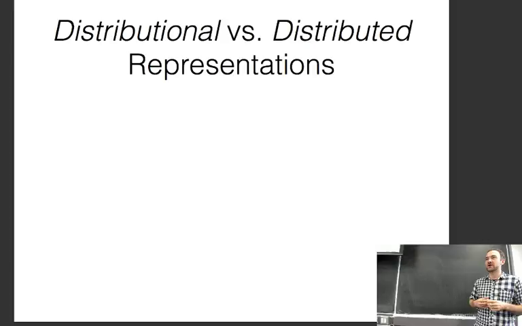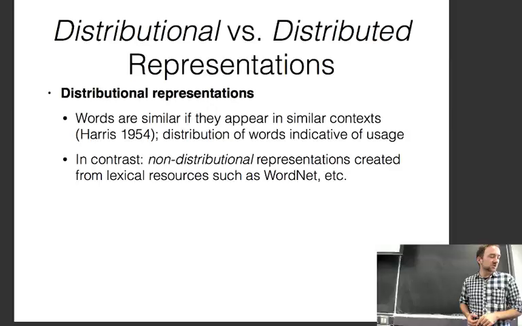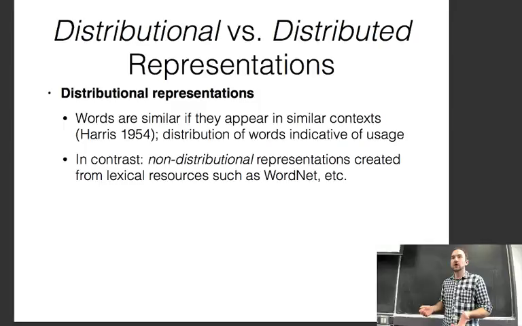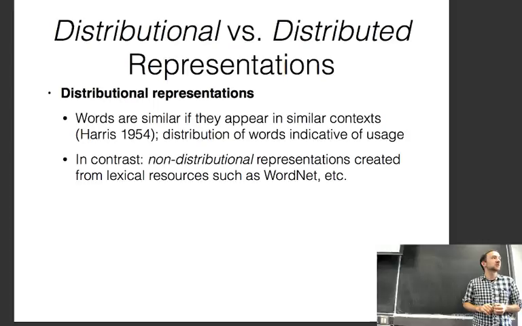So distributional and distributed are completely different things. Distributional representations are basically saying that words are similar if they appear in similar contexts. In contrast, you can think of non-distributional representations, and there's actually a paper by Manaal Faruqui, who's here, called Non-Distributional Word Representations. Basically, this is something where you're not looking at the distribution of a word in a corpus, and instead calculating it from something else, like WordNet would be one example. Distributional representations look at how the word is used in context, and non-distributional ones would not do that.